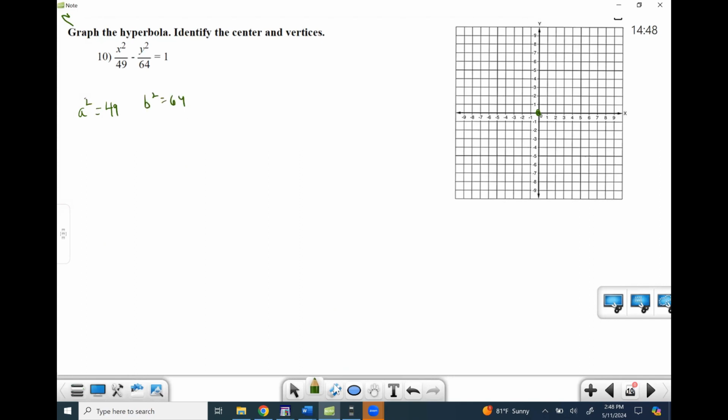So that feels different, right? Letting the smaller number be a squared. But it's all about who's first. We also know this opens this way in the x direction because x is first. It has nothing to do with the bigger number when it's hyperbolas. It has to do with who's first. X is first, it opens in the x direction. 49 is first, so that's my a squared.